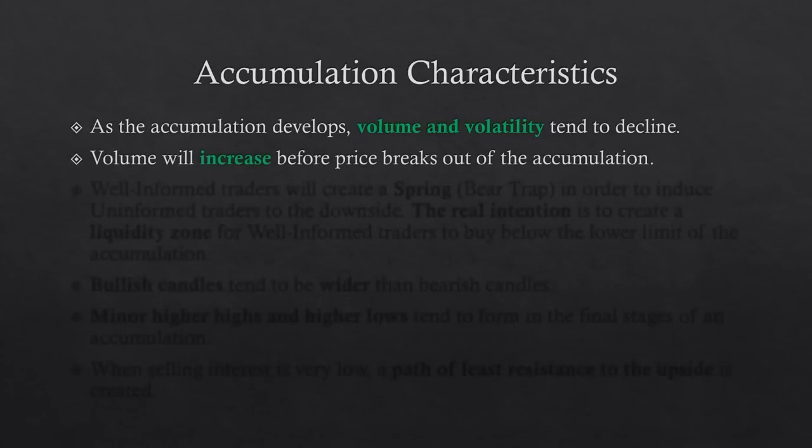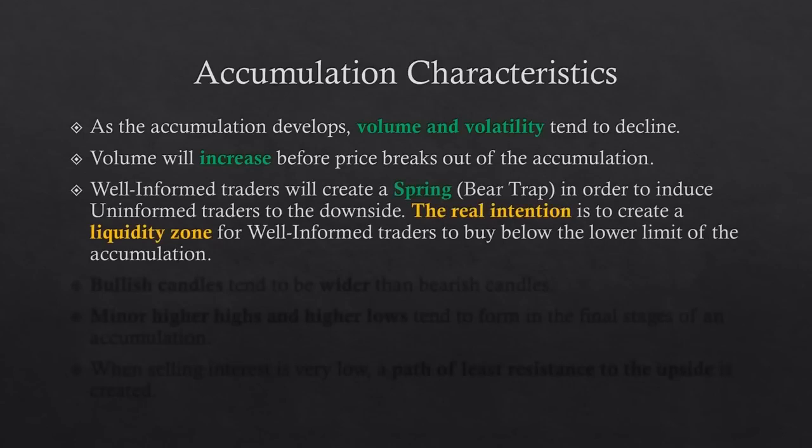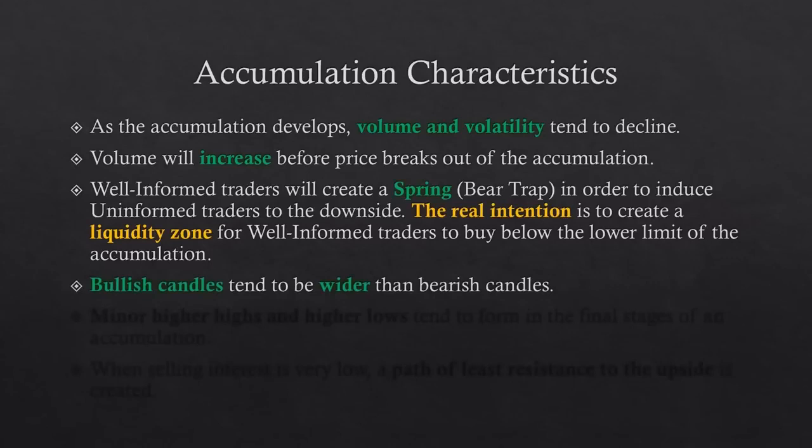In the attempt to manipulate uninformed traders, large traders will create what is called a spring, which is a false bearish breakout intended to induce uninformed traders to sell at lower prices, just so that well-informed traders can buy more at an extremely good price. Since well-informed traders will be observing supply constantly, the bullish candlesticks will tend to be wider than the bearish ones.